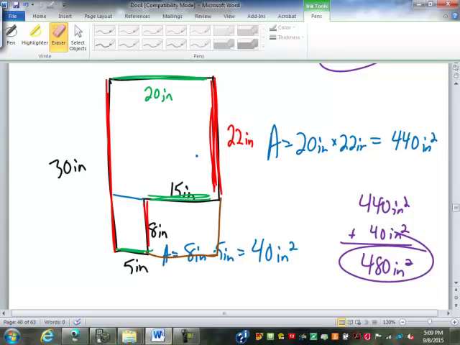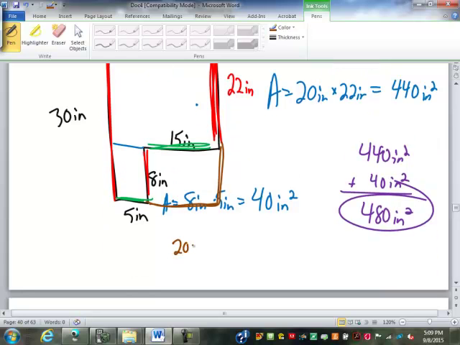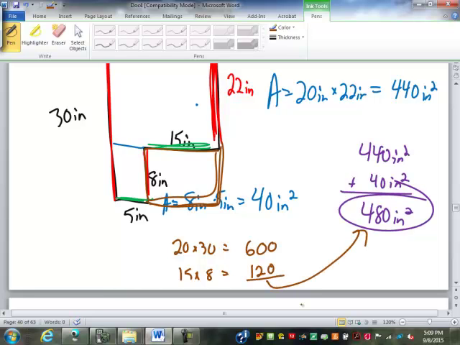Actually, what I sometimes do on these, you see I put the brown line in here. That makes it 20 by 30, or 600 square inches. Then subtract out. This one's 15 by 8, or 120, and I subtract that out. Still gives me 480. So there's a lot of different ways.